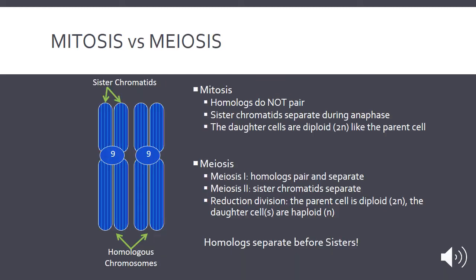Now, helpful cheat sheet for trying to remember the difference. In mitosis, homologs do not pair. The sister chromatids separate during anaphase, and the daughter cells are diploid like the parent. Whereas with meiosis, in meiosis 1, the homologs do pair. In meiosis 2, the sister chromatids separate, so meiosis 2 mirrors mitosis, and meiosis is a reduction division. We want to have half of the chromosomes in the daughter cells, so we want to go from diploid to haploid. And homologs separate before sisters in meiosis. It's alphabetical if that helps at all.